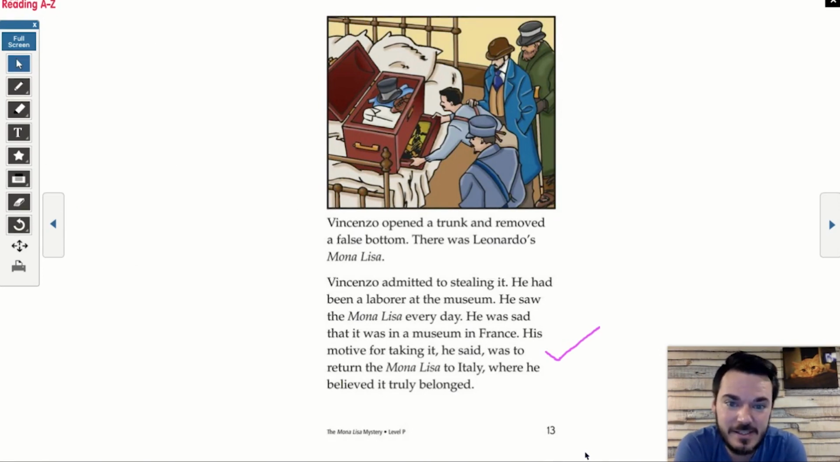Vincenzo admitted to stealing it. He had been a laborer at the museum. He saw the Mona Lisa every day. He was sad that it was in a museum in France. His motive for taking it, he said, was to return the Mona Lisa to Italy, where he believed it truly belonged. Check, readers. Now we know who stole it, and we know why.